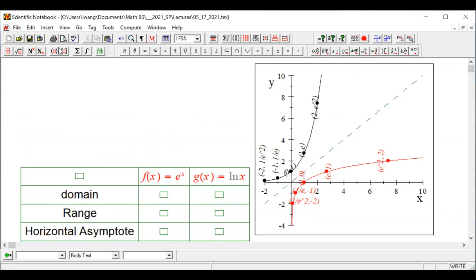Okay, domain, of course, all real numbers for e to the power x. And the range, e to the power x, is always positive. Okay, and one's domain is the other's range, right? So in the domain for ln x, x must be greater than 0, and the range for ln x is the same as the domain of e to the power x. You can see one's domain is the other's range. So that relationship is true once more, right?